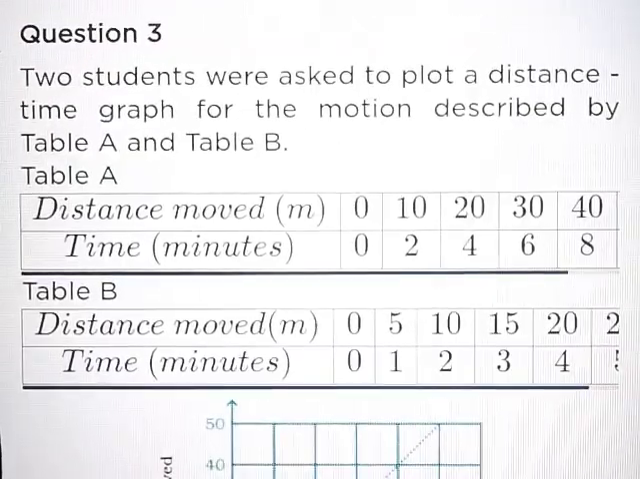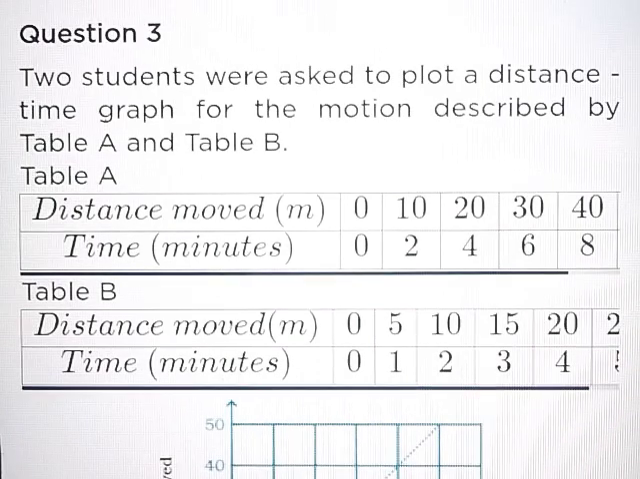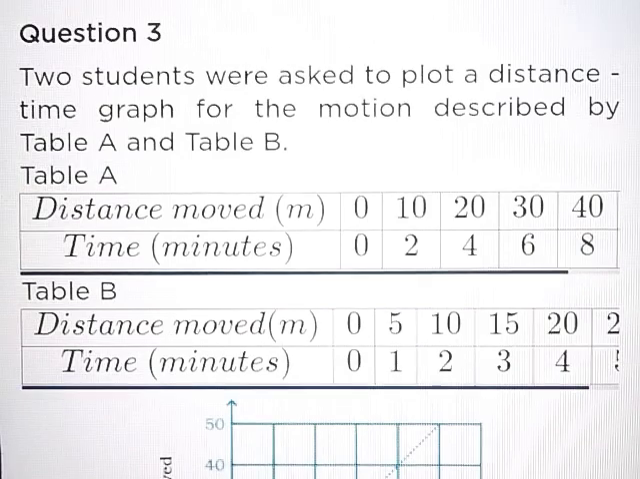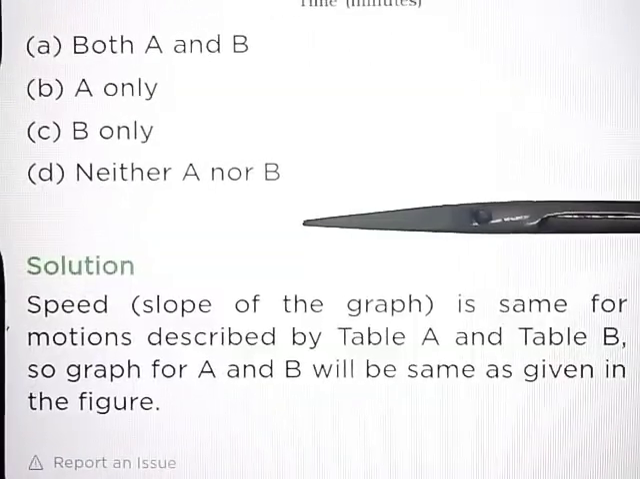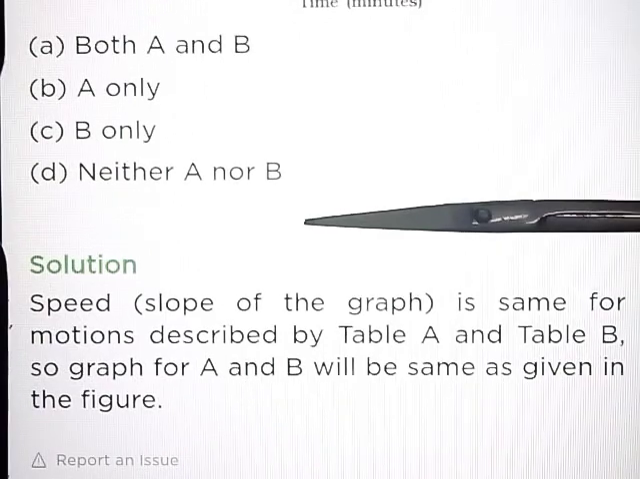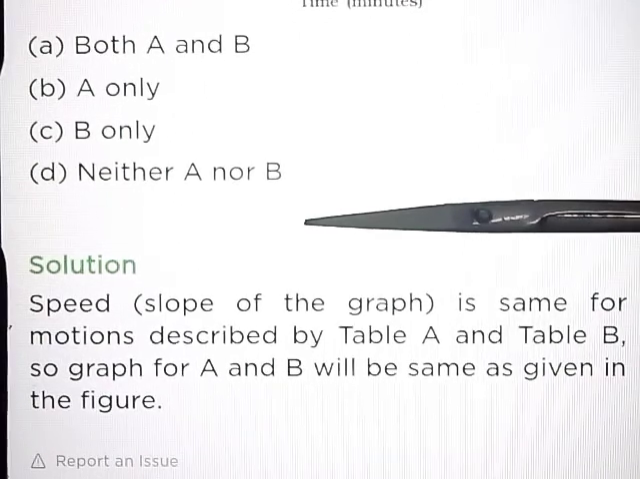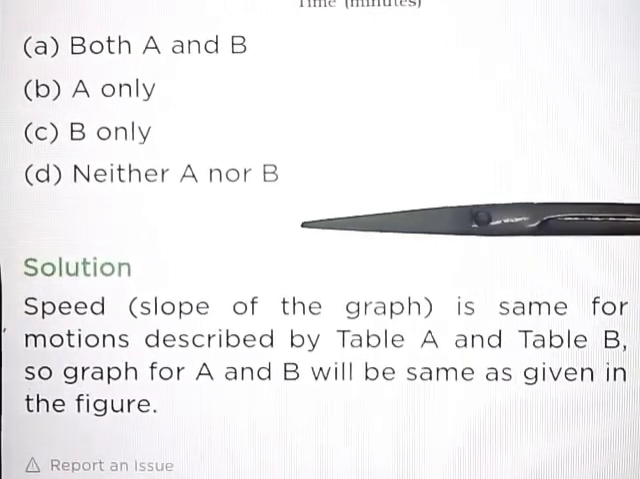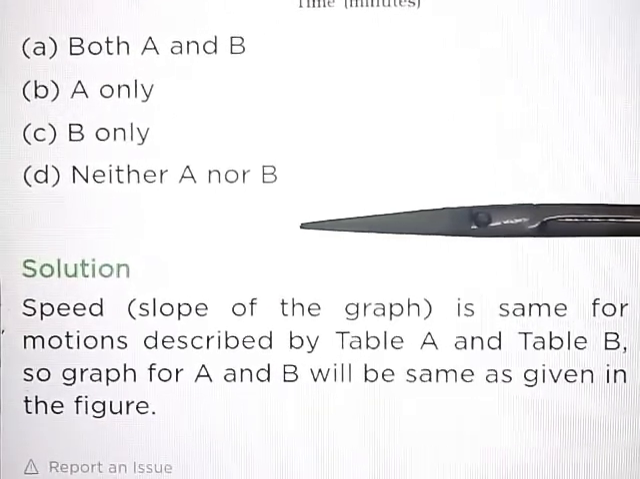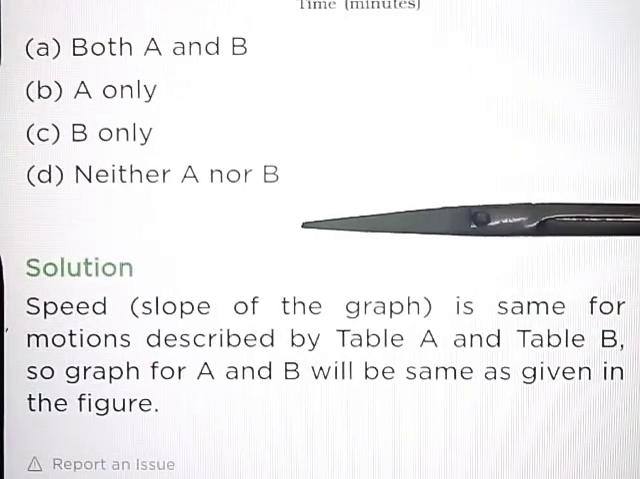Question number 3. Two students were asked to plot a distance time graph for the motion described by table A and table B. Answer, speed, the slope of the graph, is same for motions described by table A and table B. So graph A and B will be same as given in the figure.